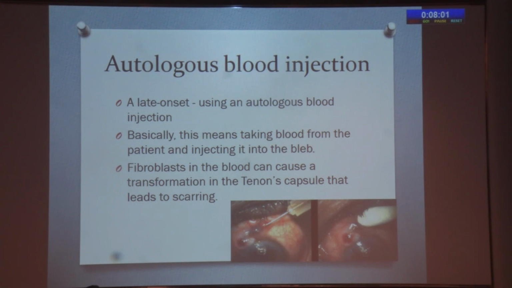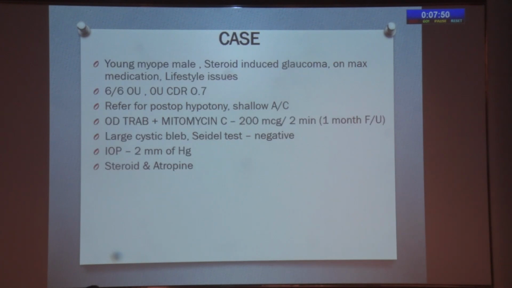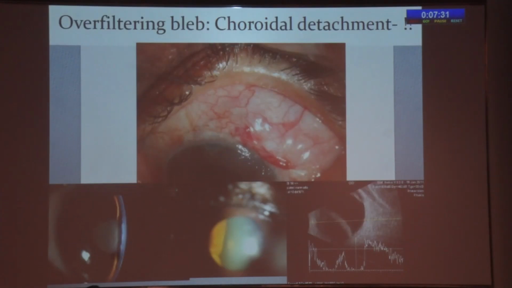But the theory is the fibroblastic activity will be there, and that will have fibrous or scarring in the subtenons capsule. Let me share one case of mine. A young male who is myope, we discussed that before also, who had the mitomycin C also for the trabeculectomy, and it was 200 microgram for 2 minutes. And the post-op, there was no leak, but the pressure was 2 millimeter of mercury.